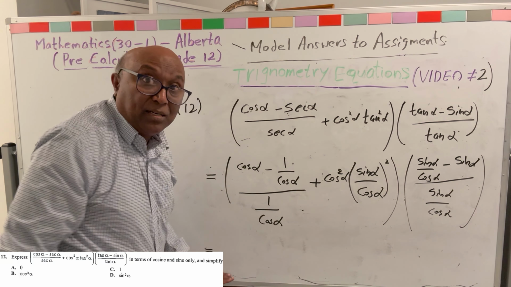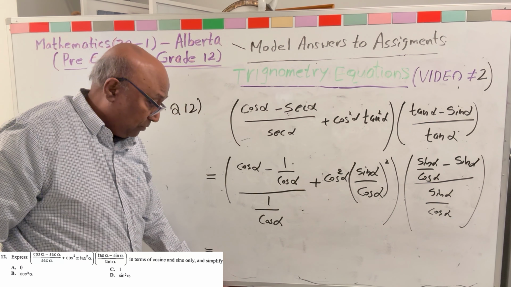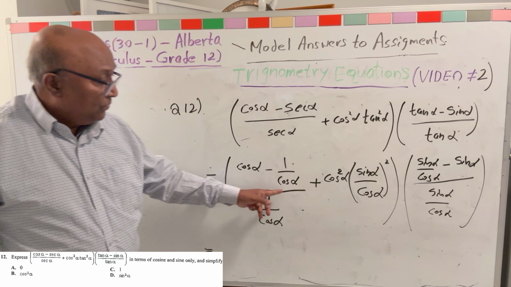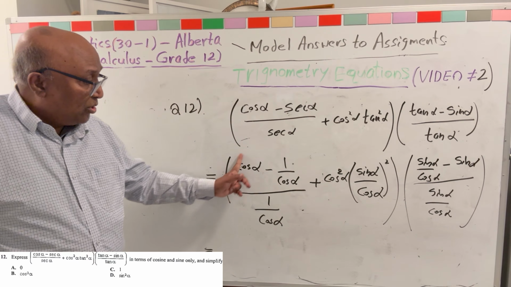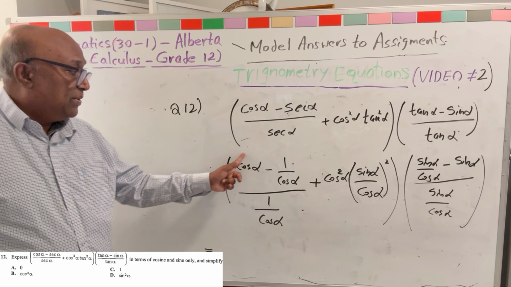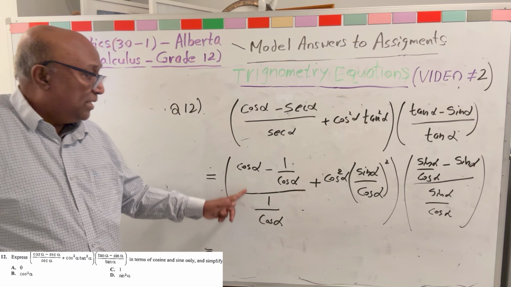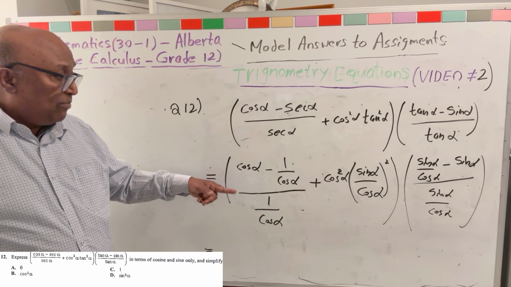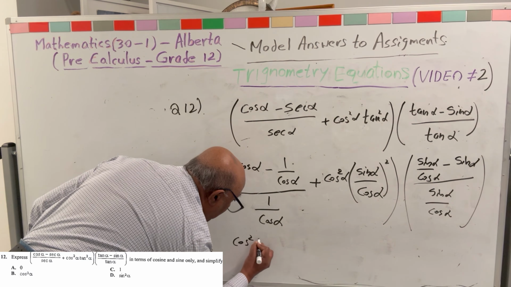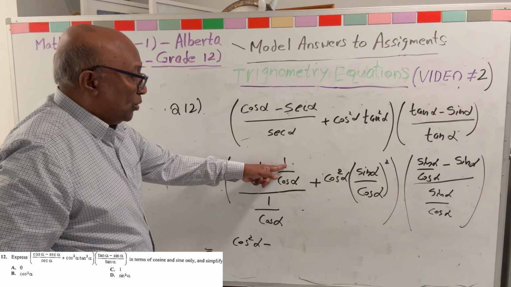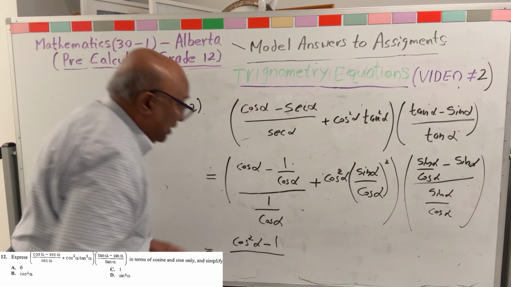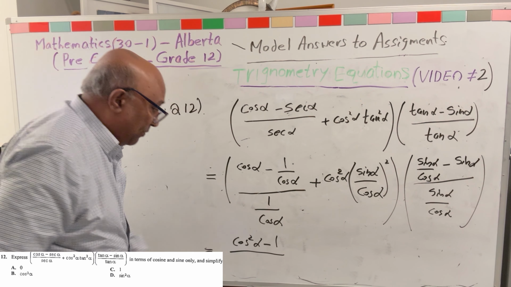Let's look at the first part. If you look at the first part, you can multiply both top and bottom by cos alpha. Let's multiply this by cos alpha, this by cos alpha. Then what will happen? Cos alpha times cos alpha is cos squared alpha. Cos alpha upon cos alpha minus 1, divided by cos alpha upon cos alpha, 1.